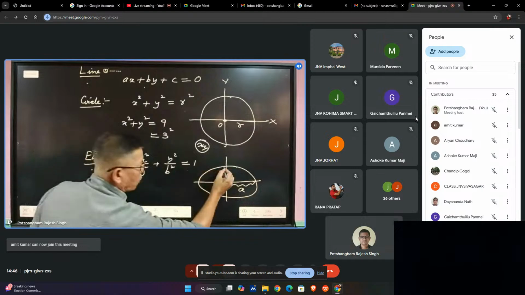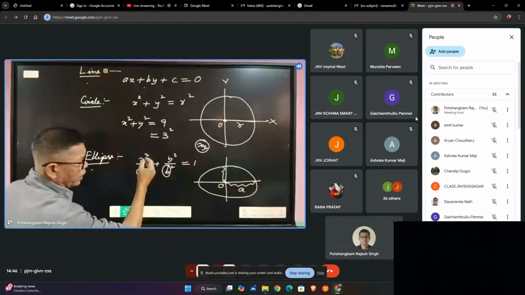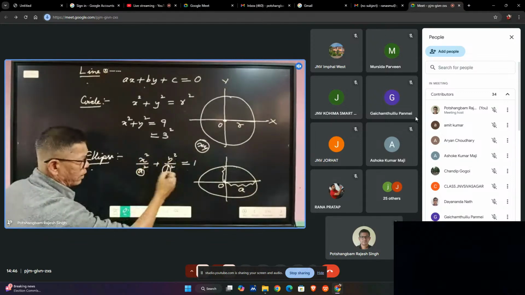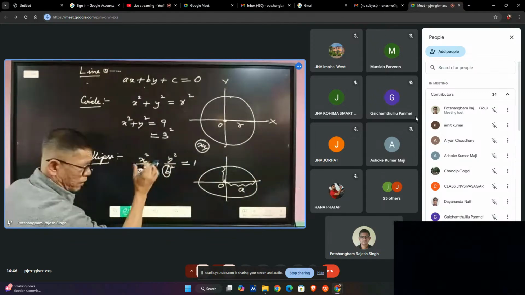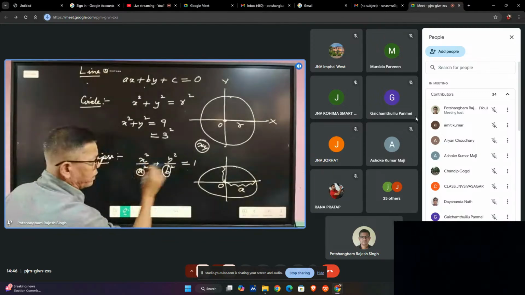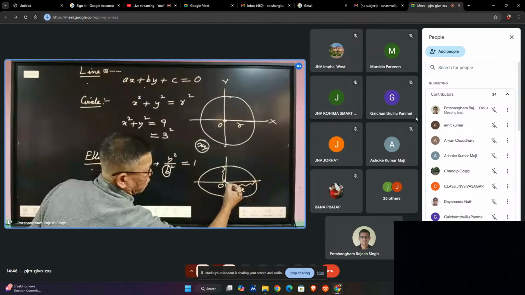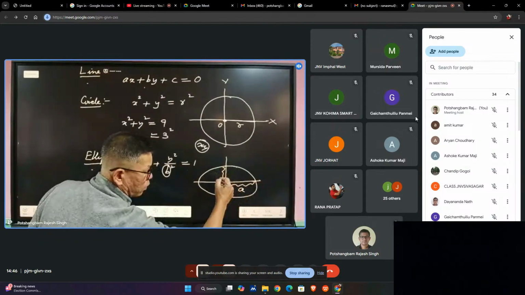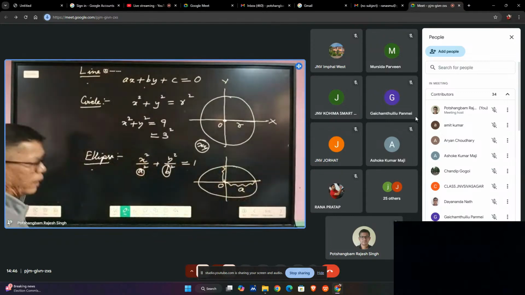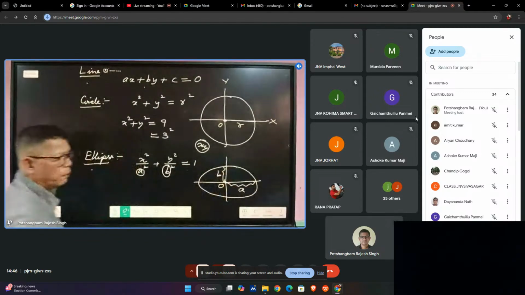Whereas this is called the semi-minor axis. The length of the semi-minor axis will be this B. Why does the denominator of x and y squared need to be written as a perfect square? If we write it as a perfect square, we will be able to know the length of the semi-major axis and the length of the minor axis. I mean, the value of A and the value of B will be known to us.